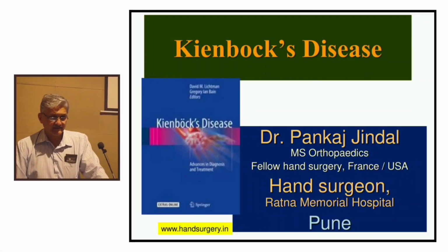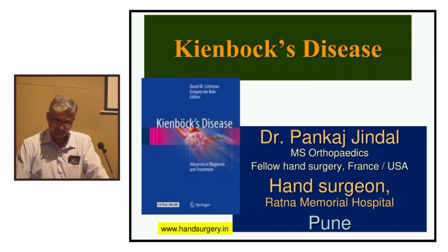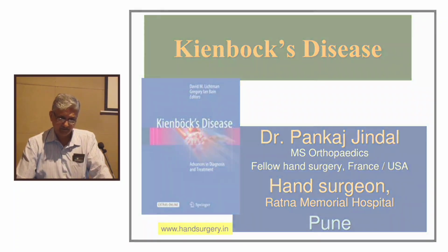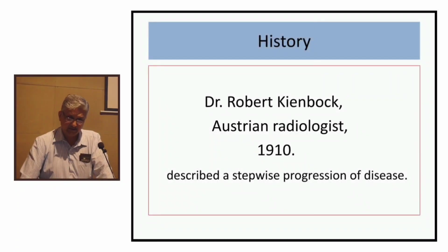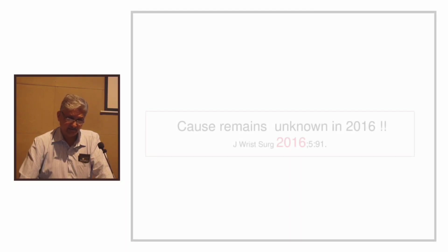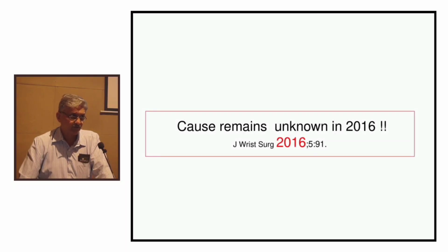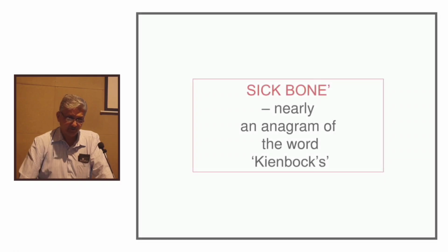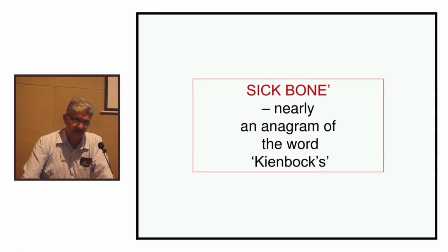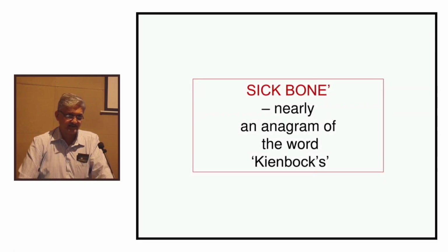Not a common condition. We see at least 4 to 5 in a year. It was first recognized in 1910, and after so many years we still do not know why this is happening. If you reshuffle the bone alphabet Kienbock, it becomes a sick bone, and that's exactly what it is. It is a sick bone.